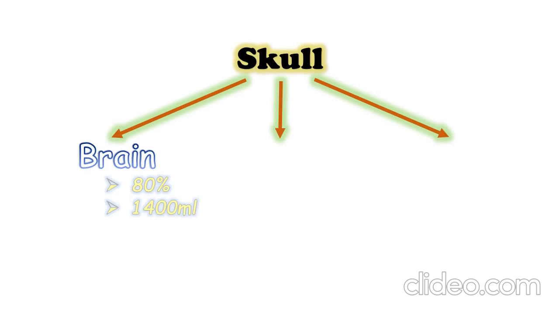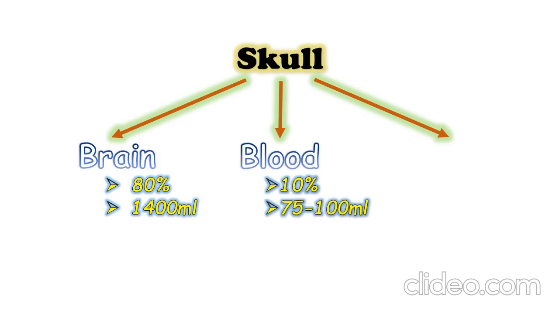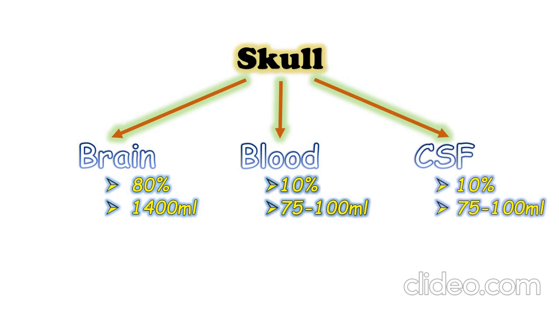Beneath the skull there is the closed cranial compartment. In the cranial compartment the brain is located and it takes 80% of the compartment space. The volume of the brain is 1,400 milliliters. 10% of the compartment space is taken by the blood. The volume of the blood in the cranial compartment is 75 to 100 milliliters. Another 10% is occupied by the cerebrospinal fluid. The volume of the cerebrospinal fluid in the brain is 75 to 100 milliliters.